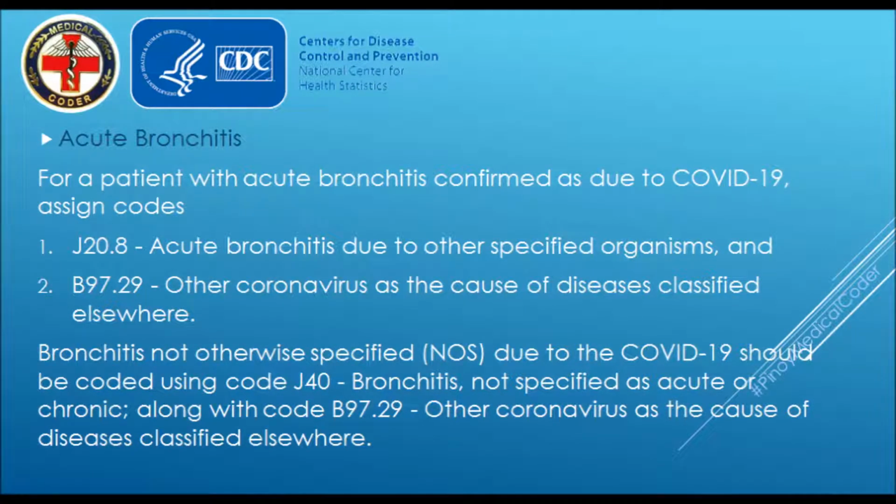Acute bronchitis. For a patient with acute bronchitis confirmed as due to COVID-19, assign codes J20.8, acute bronchitis due to other specified organisms, and B97.29, other coronavirus as the cause of diseases classified elsewhere. Bronchitis not otherwise specified due to COVID-19 should be coded using code J40, bronchitis, not specified as acute or chronic, along with code B97.29, other coronavirus as the cause of diseases classified elsewhere.